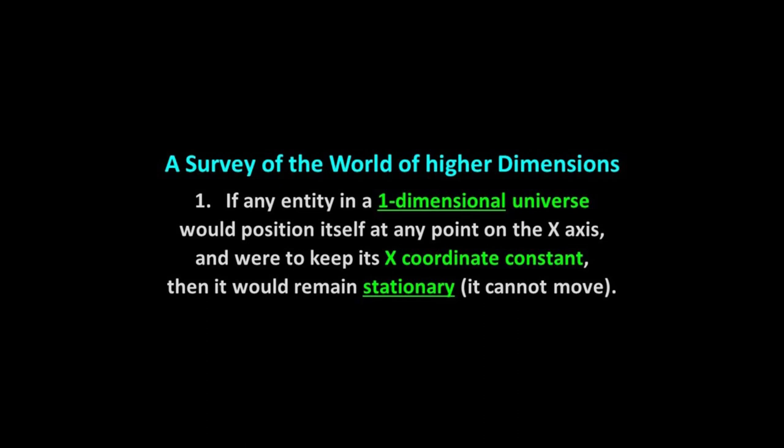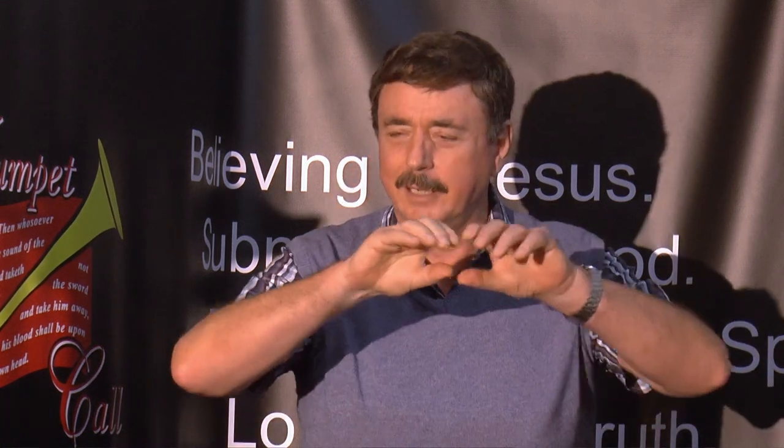A survey of the world of higher dimensions. If any entity in a one-dimensional universe, and now you've got to concentrate, now it becomes really complicated. If any entity in a one-dimensional universe, what is a one-dimensional universe? It's a line. Would position itself at any point on the x-axis and were to keep its x-coordinate constant, then it would remain stationary, it cannot move. So there's one point, let's call the point John. He sits at the value of 3 on the x-axis. And you say to him, John, your x value must remain constant forever. What can John do in his universe, his line? He can't go anywhere because any other position has another value. He must stay just there.